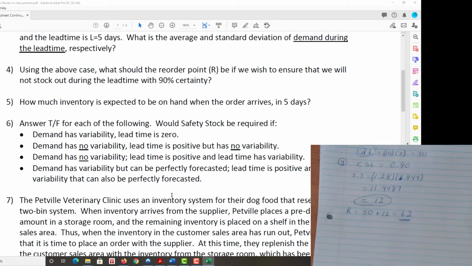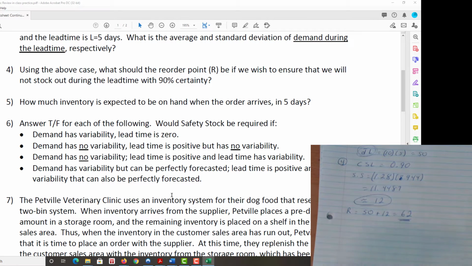then we would expect to sell 50 items and to have 12 items left over. Right? The safety stock doesn't get touched. In 5 days, we expect to sell 10 units per day. Over 5 days, we expect to sell 50 units. And at the end of that 5 days, we'd expect to have safety stock still remaining.